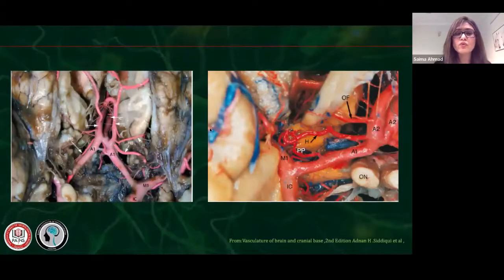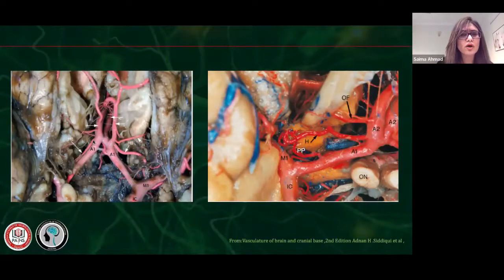So again, to reinforce the same concept, this is the circle of Willis, and you have A1 from both sides, and then the anterior communicating artery in the middle. So this is one of the variants in which you see that they have 3 A2s arising from the anterior communicating artery.